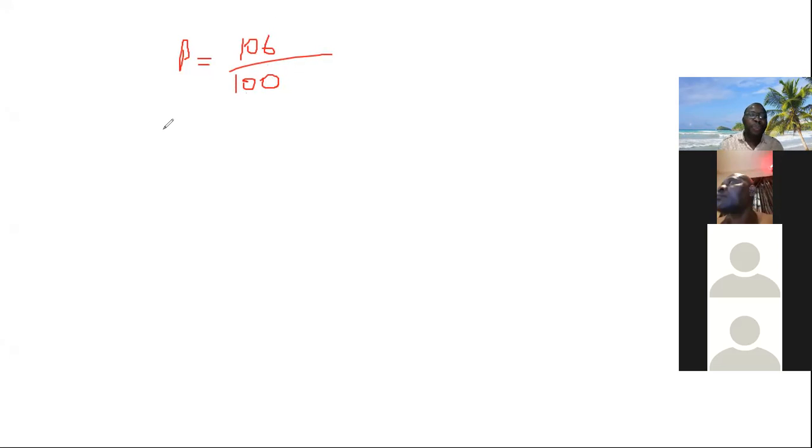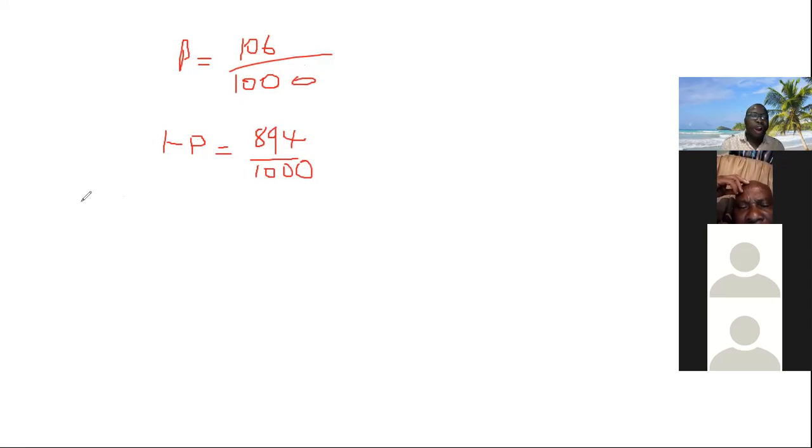Then 1 minus P, which is the probability of not having it, is the remaining one. Because the total is 1000 and 106 have cardiovascular disease, the remaining 894 do not have. So the prevalence 1 minus P will be 894 over 1000, not over 100, over 1000. Sorry.